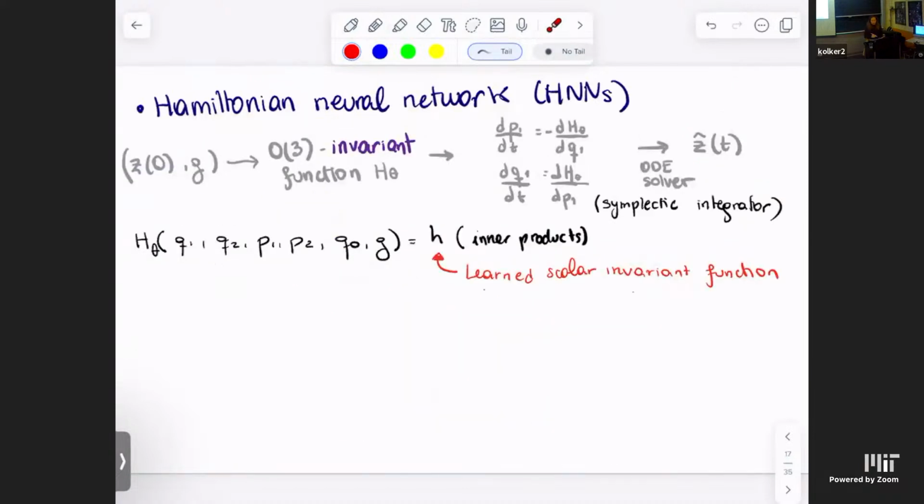Another way you can do it is using a Hamiltonian neural network, which basically also uses the fact that the system that I had earlier is a Hamiltonian system. So the potential energy plus the kinetic energy is conserved. So instead of learning any differential equation, I'm going to learn a Hamiltonian, which is a scalar, and I'm going to use a symplectic integrator to integrate the dynamics. And then with that, just learn one Hamiltonian function, which is basically a function of the inner products of my input vectors, and then use a Hamiltonian integrator, do the predictions, and then take gradient steps with respect to the parameters that define the model.